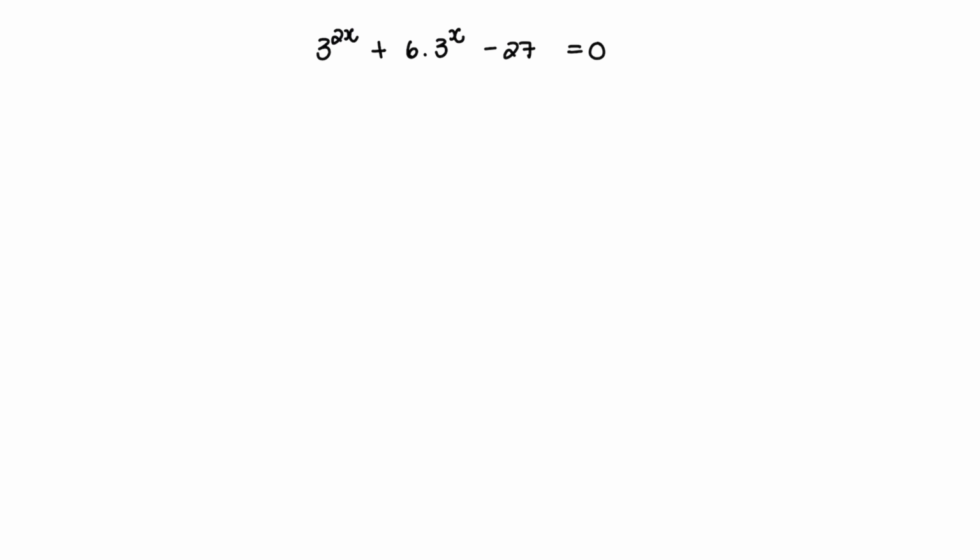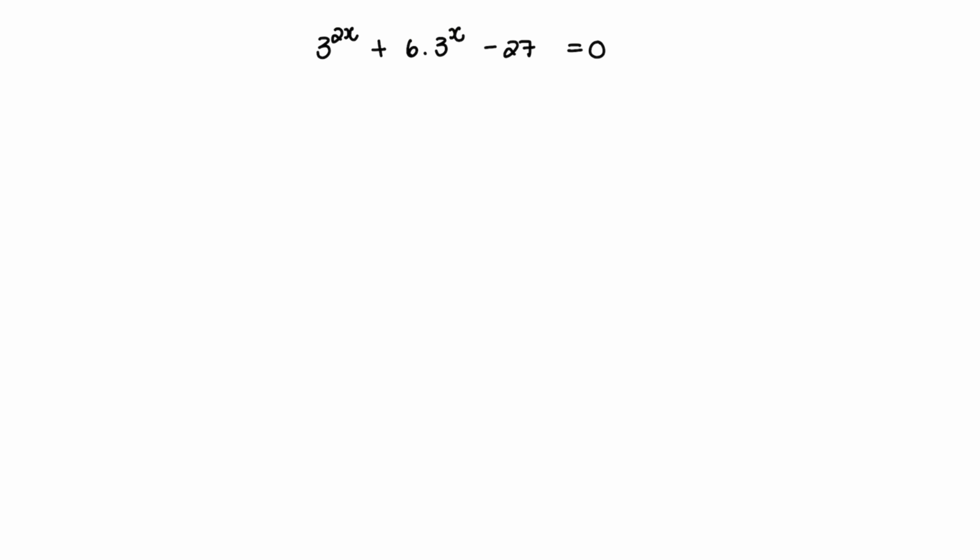And in this video, we are given 3 to the power of 2x plus 6 times 3 to the power of x minus 27 is equal to 0. And for the solution, we will use the k method.